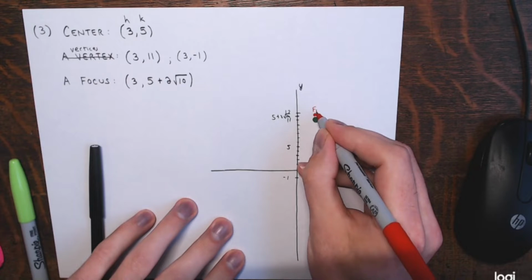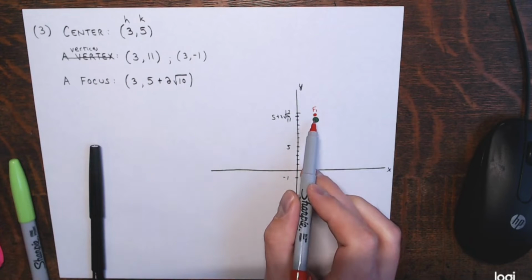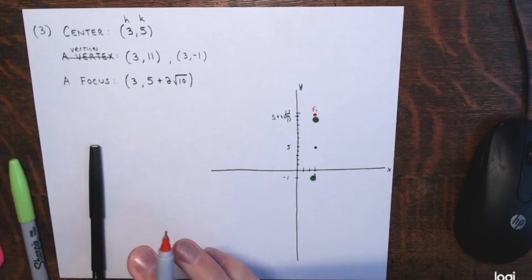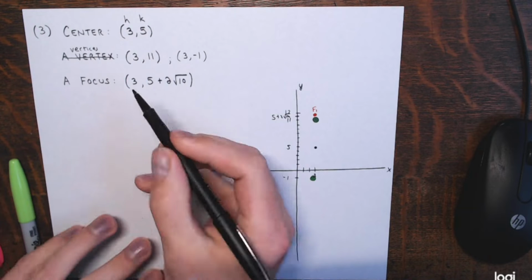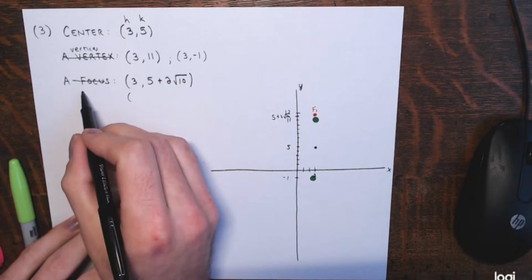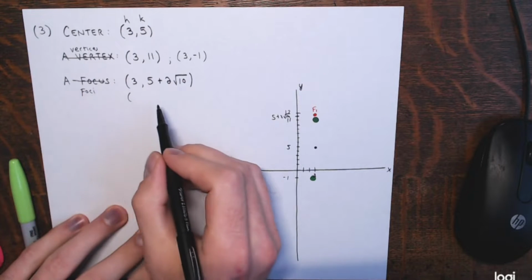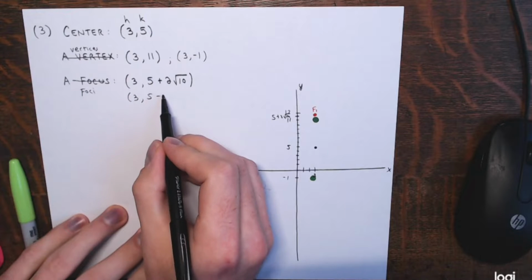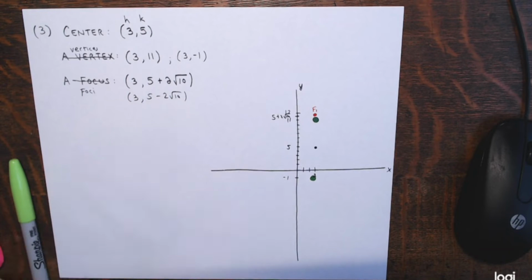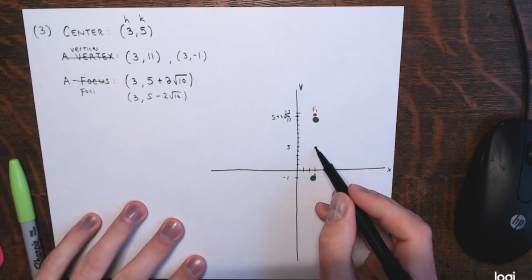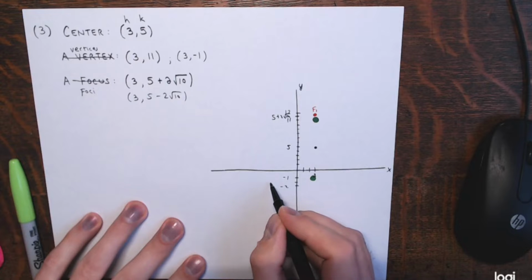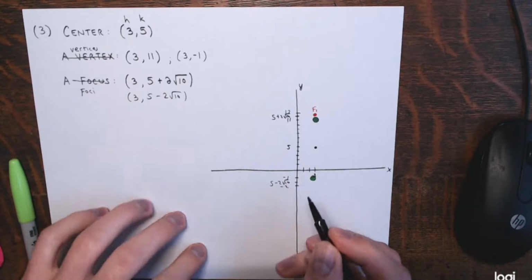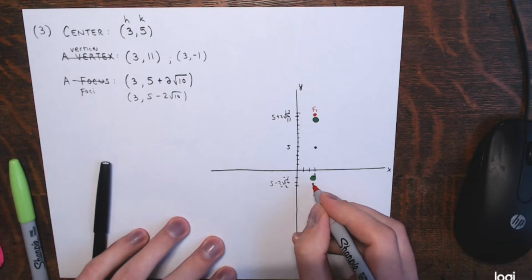So I'll just call this F1 here. And that's very close to the vertex, but it's not actually the vertex. It's not actually on the hyperbola. And the other focus then, so I'll just call this foci, would be the same distance below the center. So (3, 5 minus 2 root 10) as well would be the other focus. So if I go from (3, 5) down 2 root 10, that's going to be between negative 1 and negative 2 for the y coordinate, 5 minus 2 root 10. So again, very close to the vertex here, but not quite. There's the other focus, focus 2.